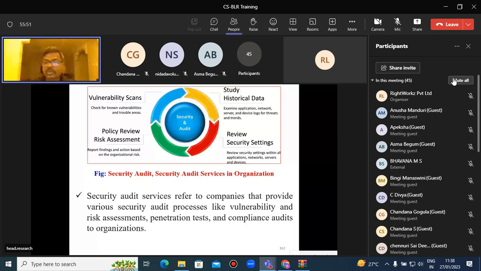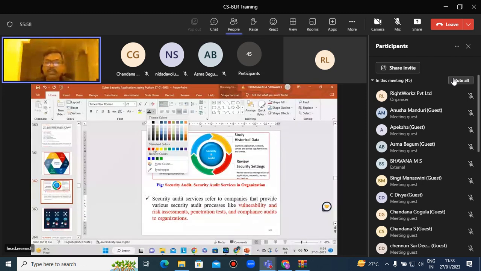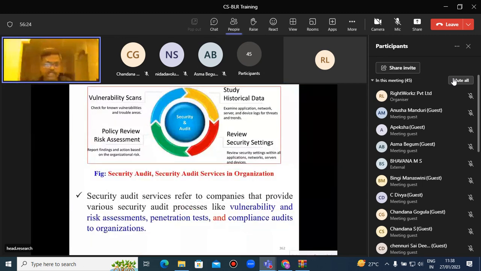From an interview point of view, they may ask a question like, can you explain audit services? What are the audit services? Yes, sir. Audit services you can consider like vulnerability and risk assessment, penetration test, and compliance audits to organization. So these are the security audit services. You can call it security audit services.